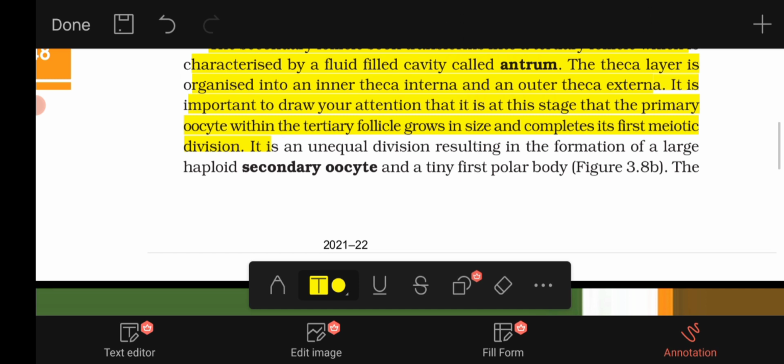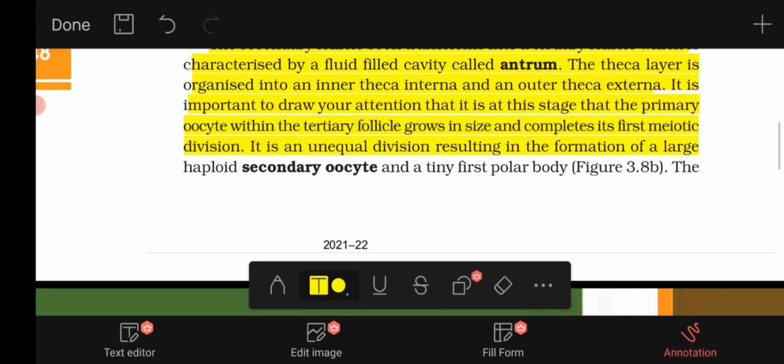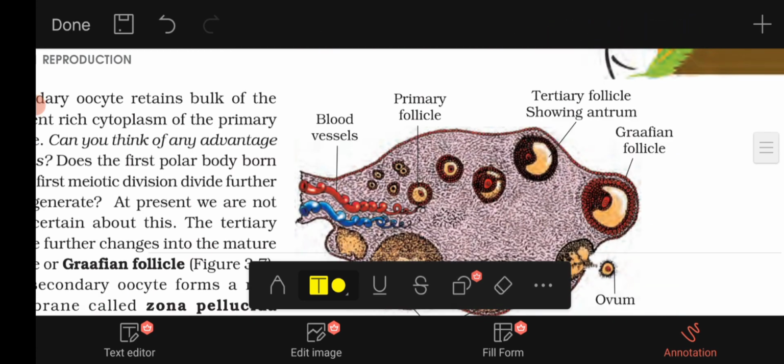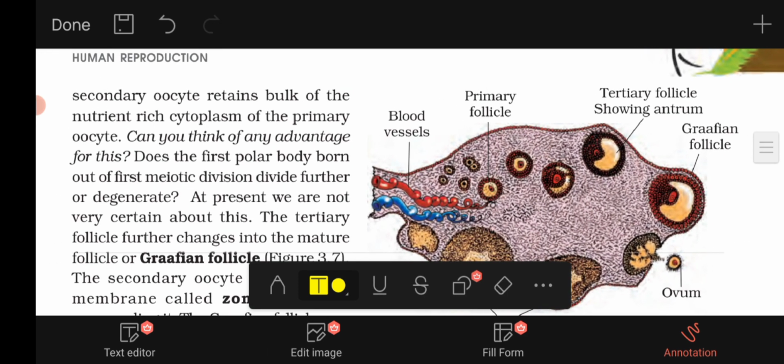Okay, and now the primary oocyte within the tertiary follicle completes its first meiotic division. It is an unequal division resulting in the formation of a large haploid secondary oocyte and a tiny haploid first polar body. The secondary oocyte retains the bulk of the nutrient-rich cytoplasm of the primary oocyte. Does the first polar body born out of the first meiotic division divide further or degenerate? At present, we are not very certain about this.